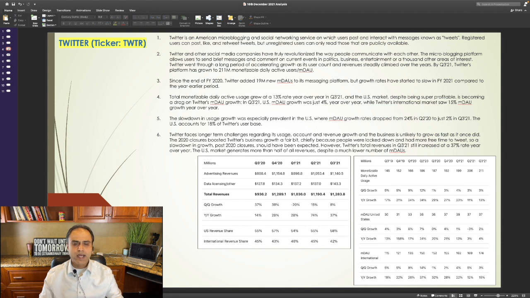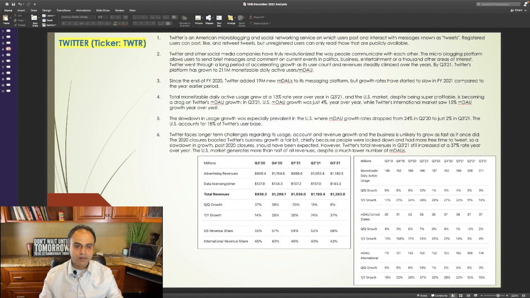Total monetizable daily active usage grew at a 13% rate year over year in Q3 2021. And the US market, despite being super profitable, is becoming a drag on Twitter's MDAU growth. In Q3 2021, US MDAU growth was just 4% year over year, while Twitter's international market saw 15% MDAU growth year over year.